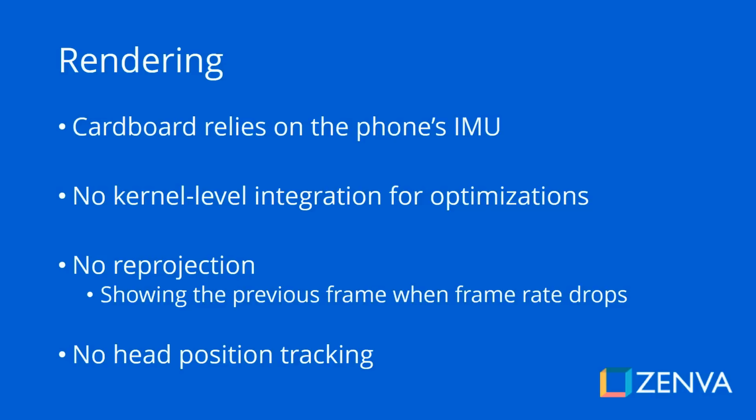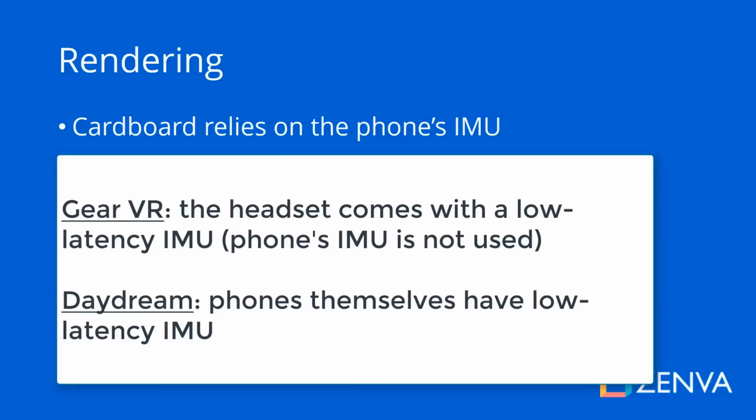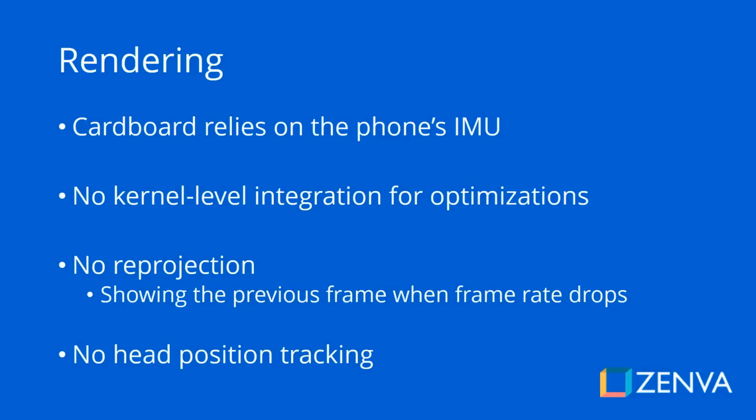But the most common case is that phones don't necessarily come with a good IMU. And so the Cardboard experience in many phones can be actually quite laggy. It can have a bit of a lag. When you move your head around, there might be a little bit of a delay, or the movement might not feel very smooth. So this is something very important to keep in mind.